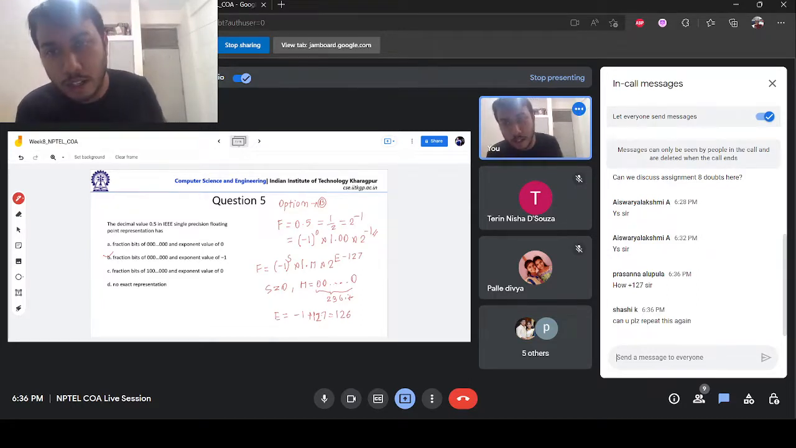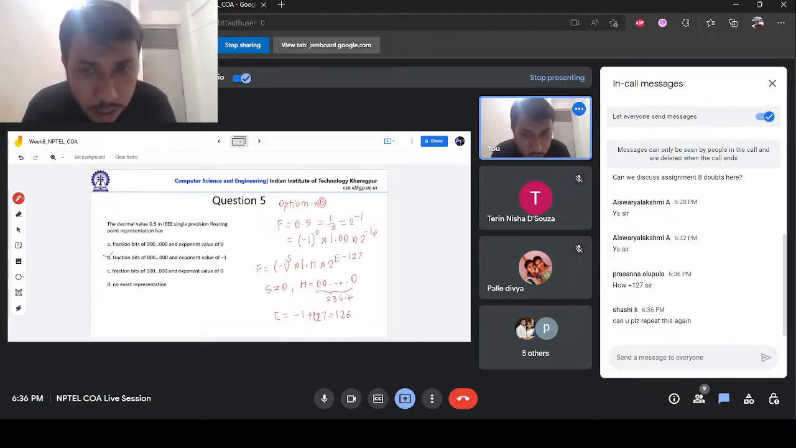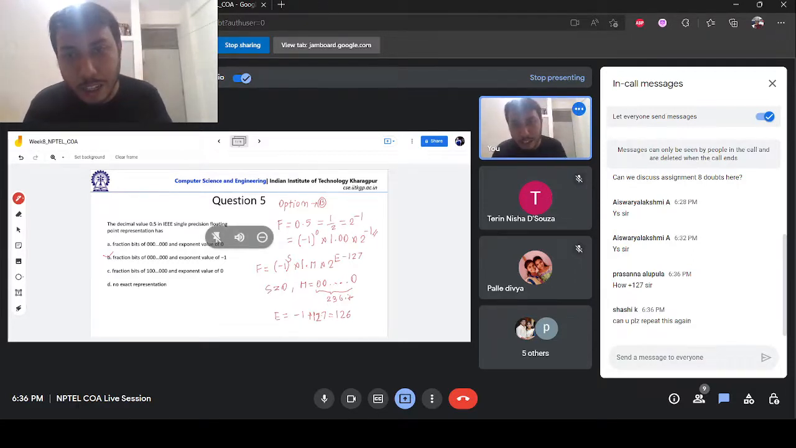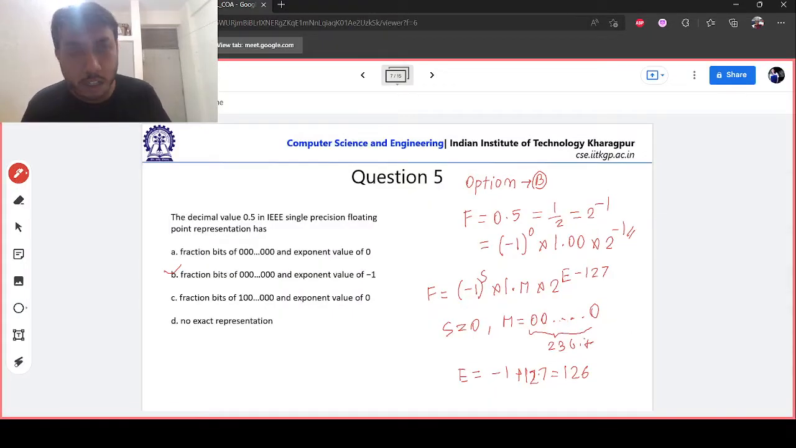Yeah, I will repeat again. The plus 127 comes from this, e minus 127. That is what I am saying. If you represent it in the exponent bits, like we have seen, with the 8-bit exponent, s will be 0, the 8-bit exponent will be 126, and the rest will be 0.